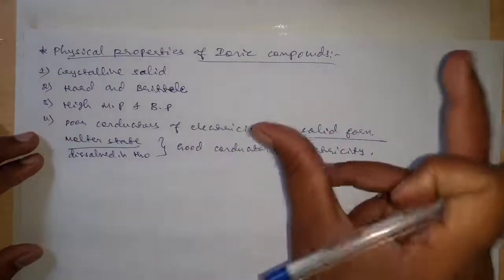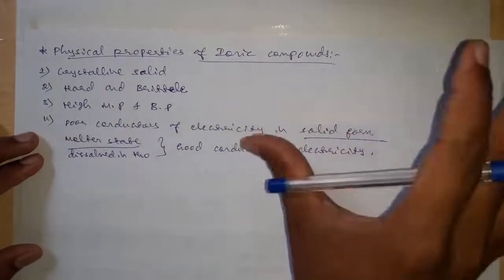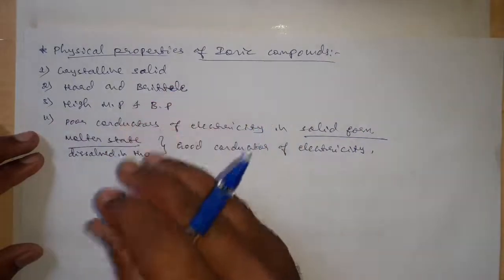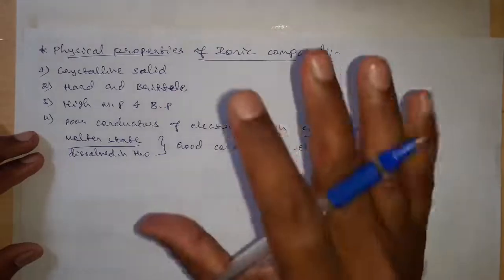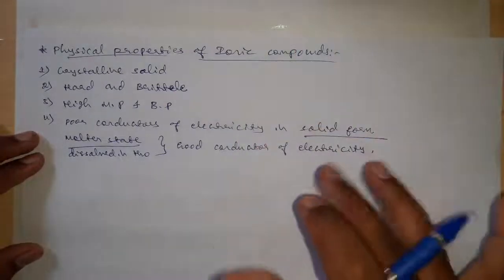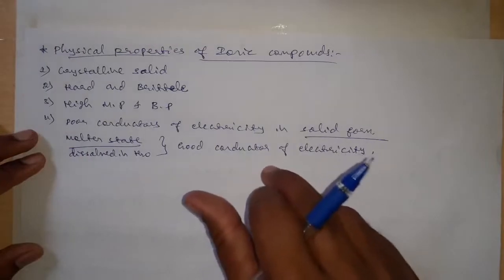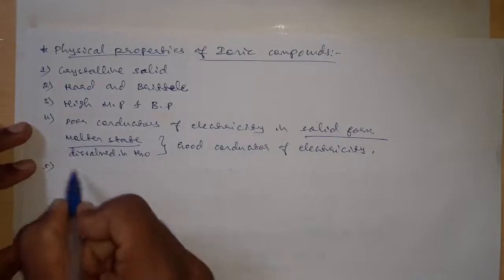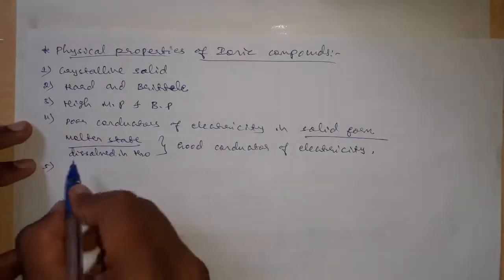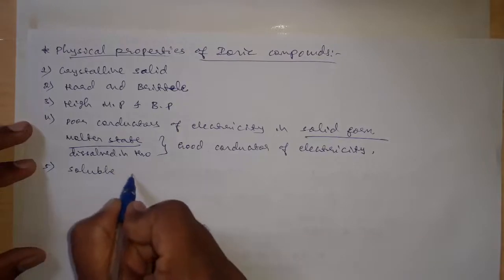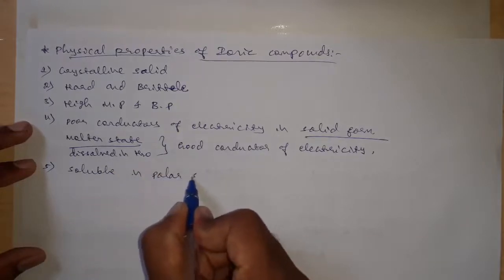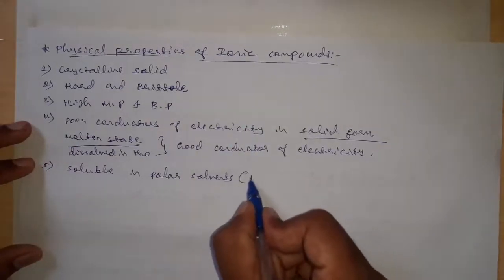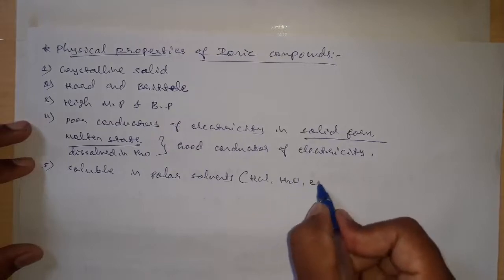In solid form, both the oppositely charged ions are held by a bond, and in molten or dissolved form, meaning in aqueous state, those ions are free to move here and there, and they can easily carry the electric current. Therefore, they are good conductors of electric current in molten state or when dissolved in water. Then the last physical property is their solubility. They are easily soluble in polar solvents like HCl, H2O, etc.